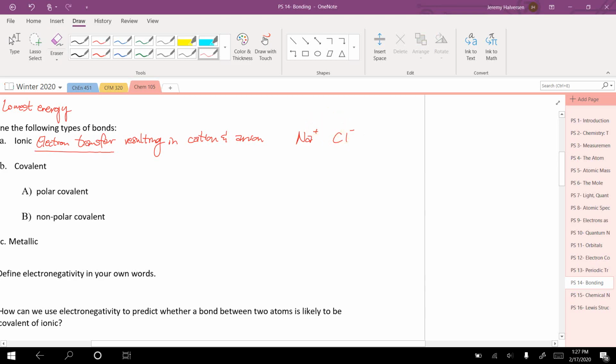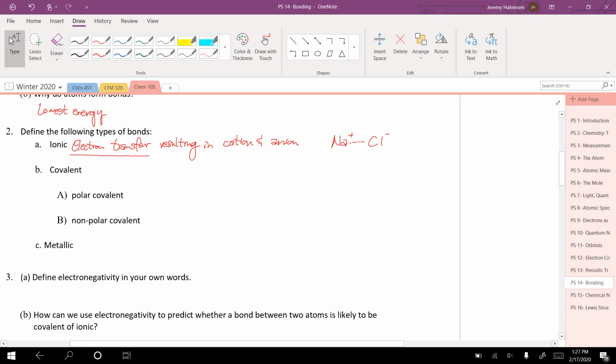So we could act as if neutral sodium gave an electron to chlorine, making it negative. But the electron doesn't have to come from sodium to chlorine. Somehow you just end up with a cation and an anion. Cation is positive, anion is negative. As a result of having the two of those, there's now an electrostatic attraction between them that's very, very strong, and so we call it a bond. So this is ionic.